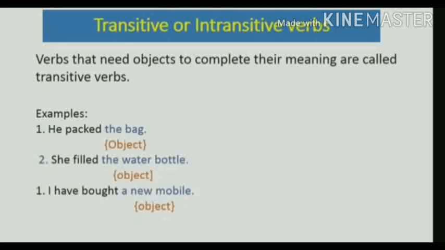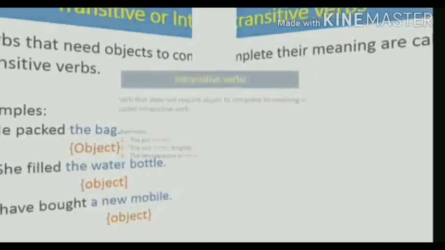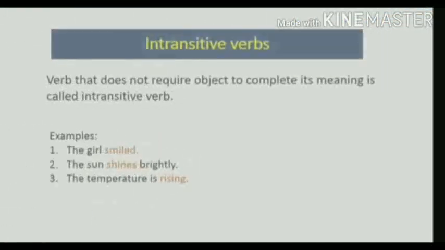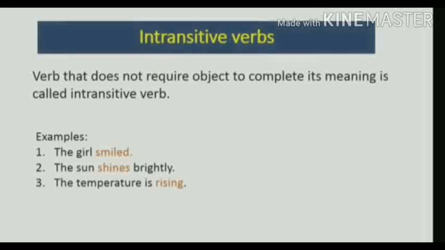I have bought a new mobile. A new mobile is again an object. I have bought what? A new mobile. So bought requires an object to have a complete meaning. Since they require an object, they are in the transitive position, so they are called transitive verbs.